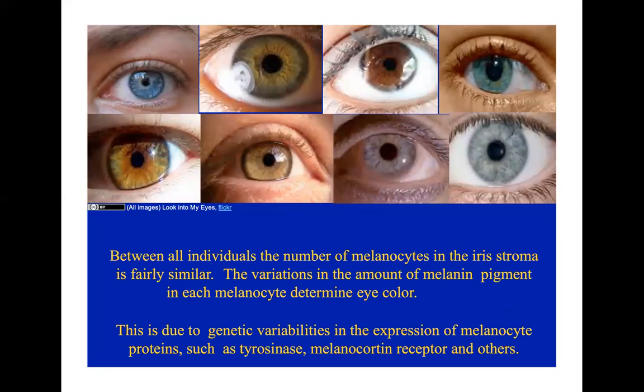So, the iris is the one that gives color to the eyes. Now, all individuals usually have the same number of melanocytes in the iris stroma. It is the amount of melanin pigment in the melanocytes that varies and determines the eye color. Now, brown is usually more dominant than blue.